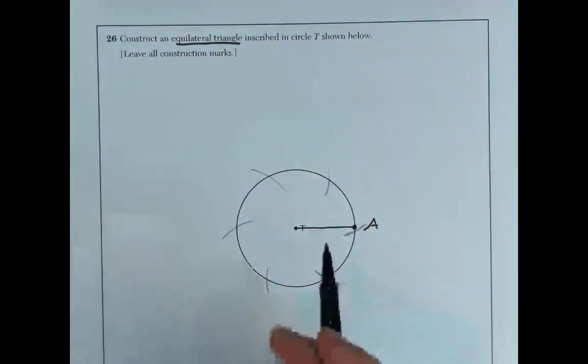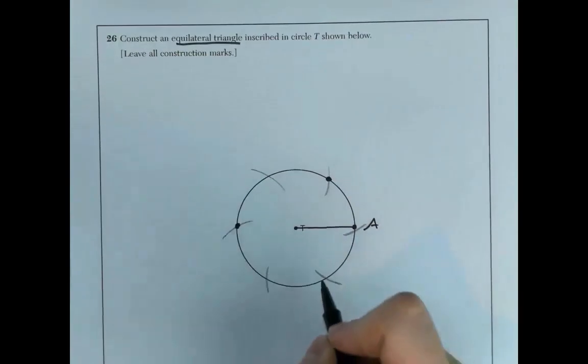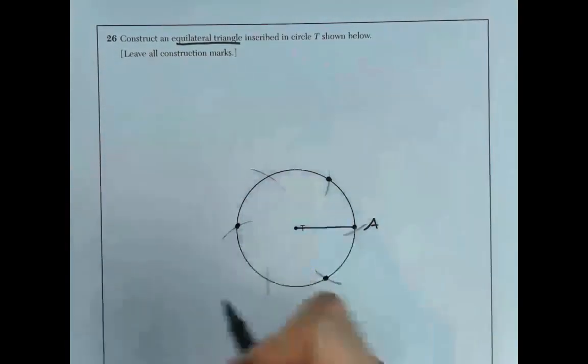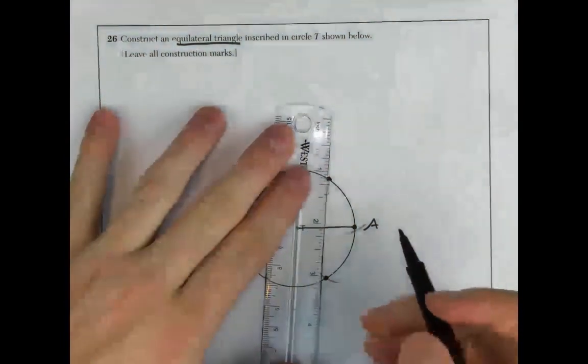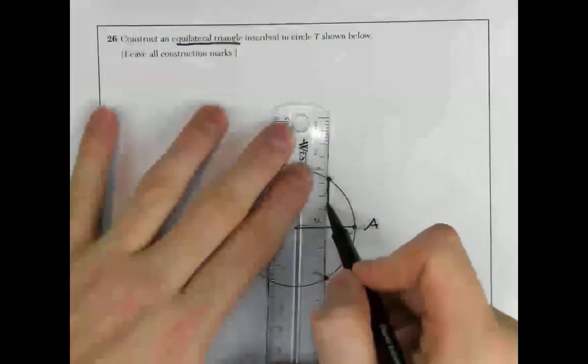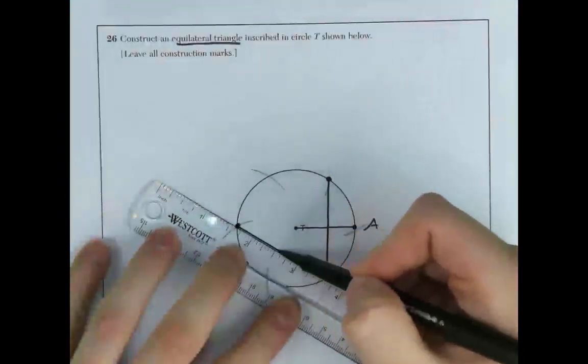So now, if we're trying to construct an equilateral triangle, remember that a triangle has three sides. Your job is to connect every other point, or the alternating points. So now I just drew those 3 points in, and now I'm just going to take my straight edge and connect all 3 of these points. And these are the vertices of the triangle.